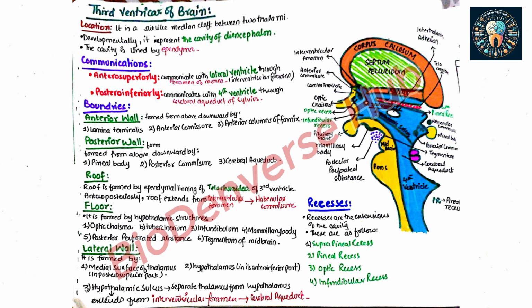After that, we will be studying the communications. So, anterosuperiorly, it communicates with the lateral ventricle through the foramen of Monro, also known as the interventricular foramen, and posteroinferiorly, it communicates with the fourth ventricle through the cerebral aqueduct of Sylvius. So, these were the two important communications of the third ventricle with the lateral ventricle and the fourth ventricle.